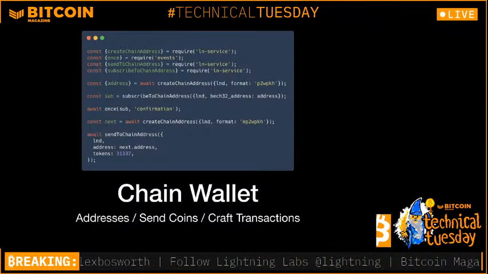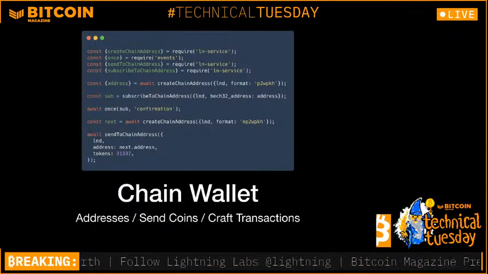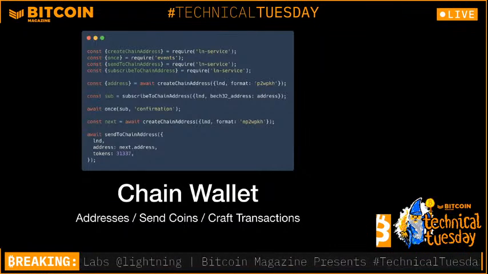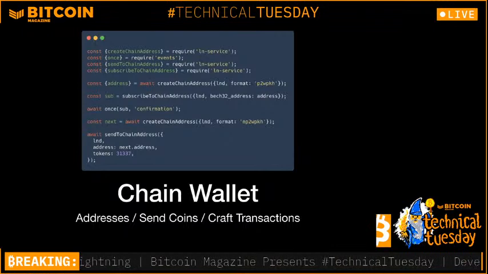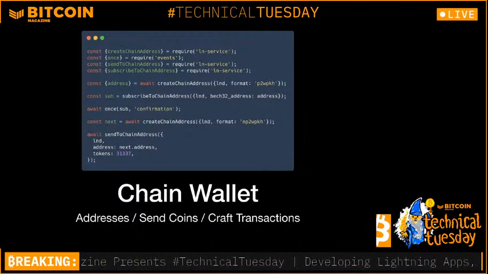I have an example here where I create a chain address, and LND has different ways to listen for events that are happening. So I create a subscription to the chain address. And I'm saying, tell me about confirmations that are going to happen on this chain address. So I wait for that.